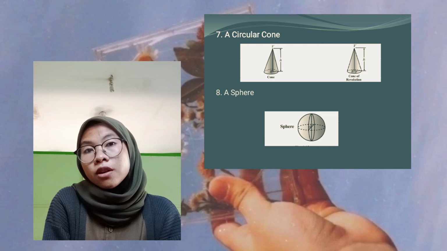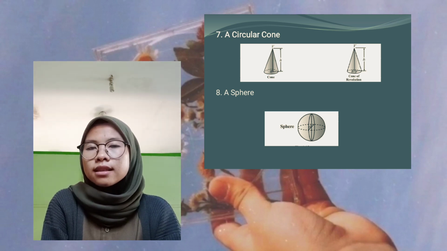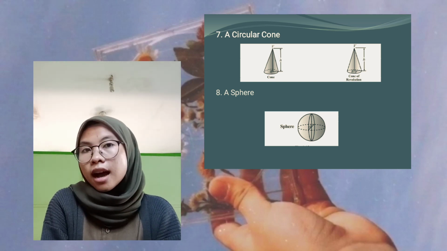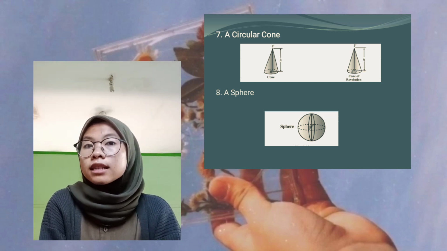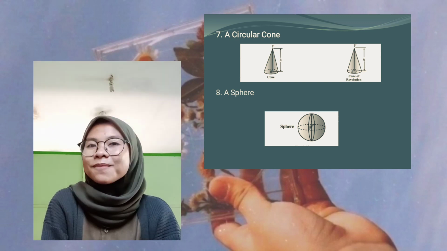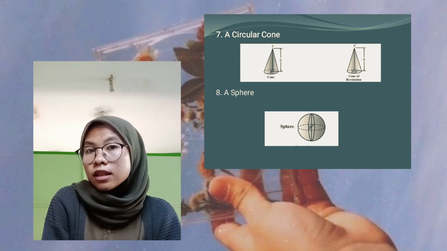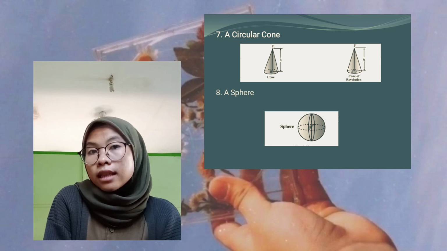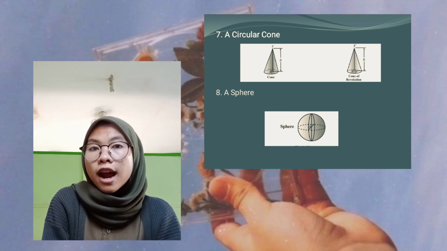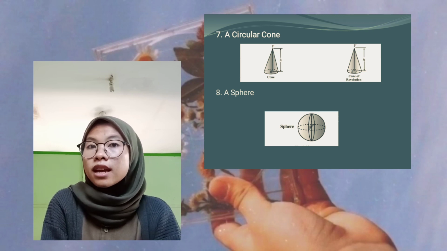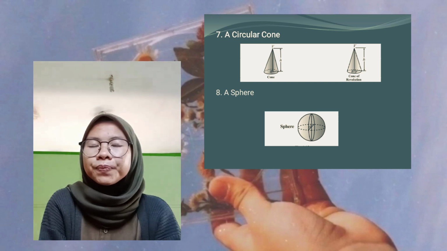Number 7. A circular cone is a solid whose base is a circle and whose lateral surface comes to a point, the apex. A circular cone will be referred to as a cone. A cone of revolution is formed by revolving a right triangle about one of its legs. This leg becomes the altitude or height of the cone and the other becomes the radius r of the base.